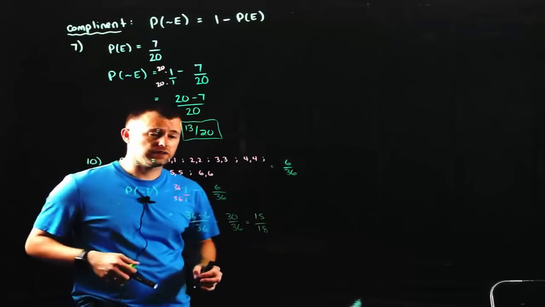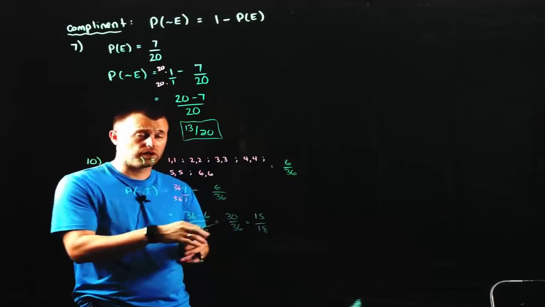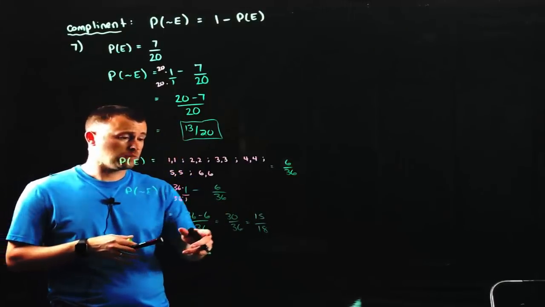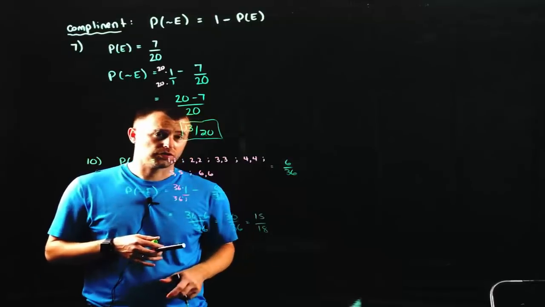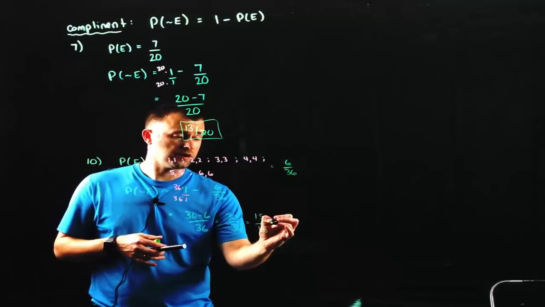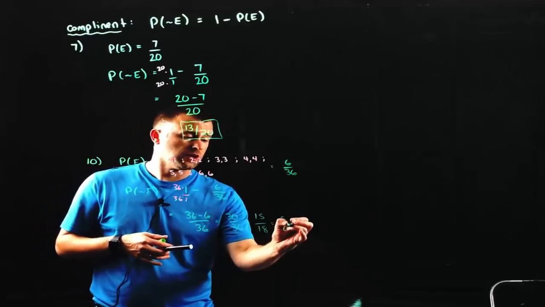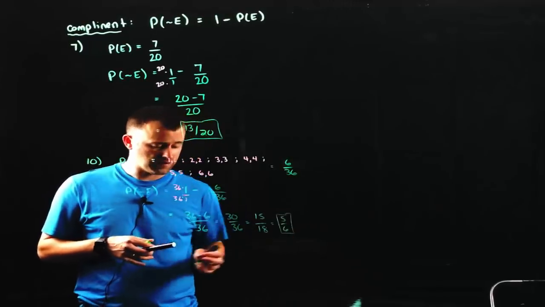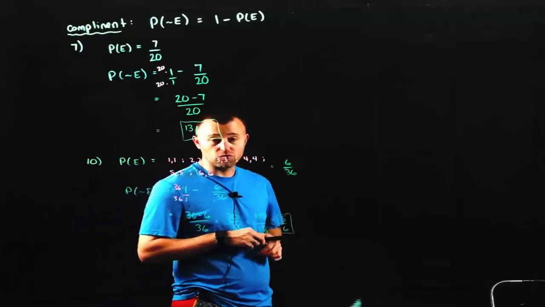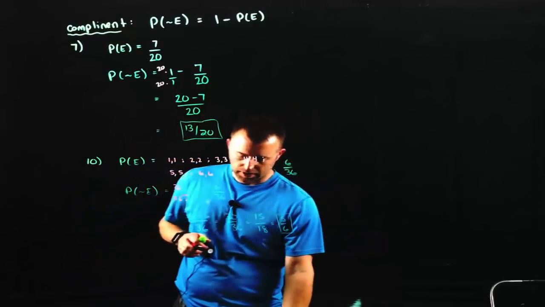And actually, I can divide that some more. I could have picked something better, but I didn't see it right away. But I can also divide, in this case, by 3. 15 divided by 3 is 5. 18 divided by 3 is 6. So that probability is going to end up being 5 out of 6. That's the probability that we do not get any doubles.